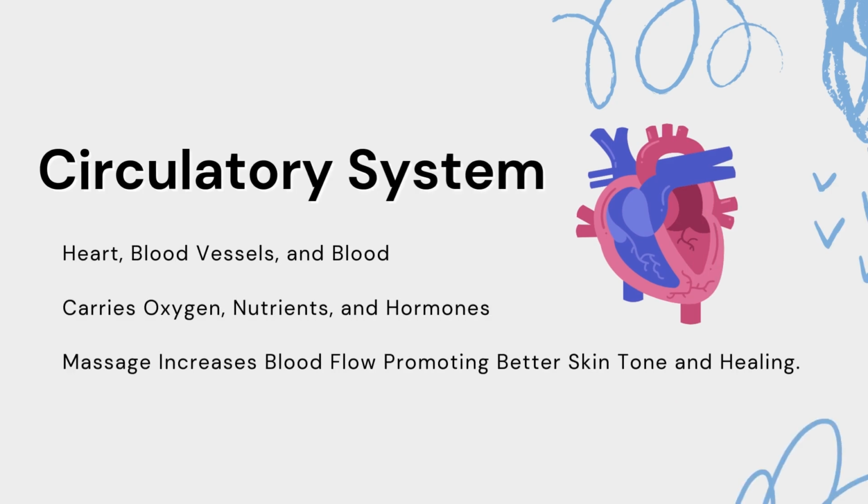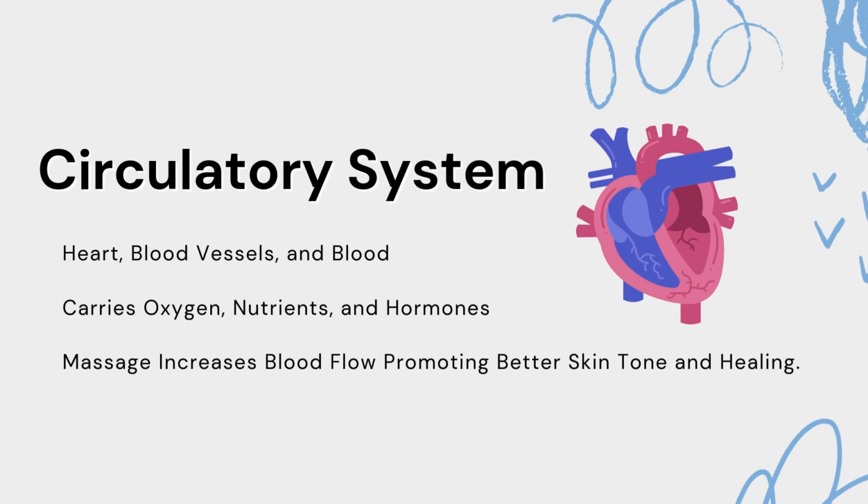The circulatory system, also known as the cardiovascular system, is responsible for transporting oxygen, nutrients, and waste products throughout the body. It consists of the heart, which pumps blood, and a network of blood vessels including arteries, veins, and capillaries. The heart pumps oxygen-rich blood through the arteries to the tissues, while veins return oxygen-poor blood back to the heart.